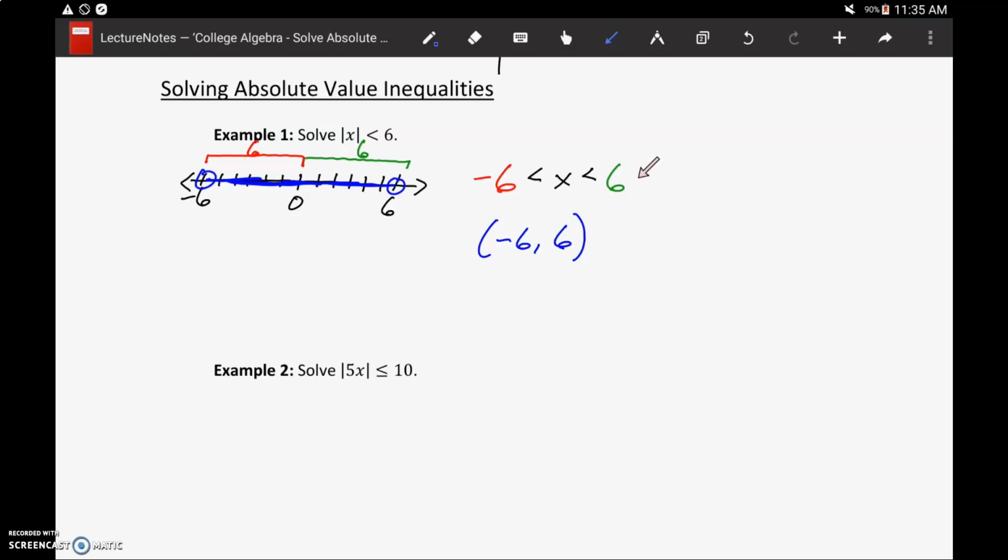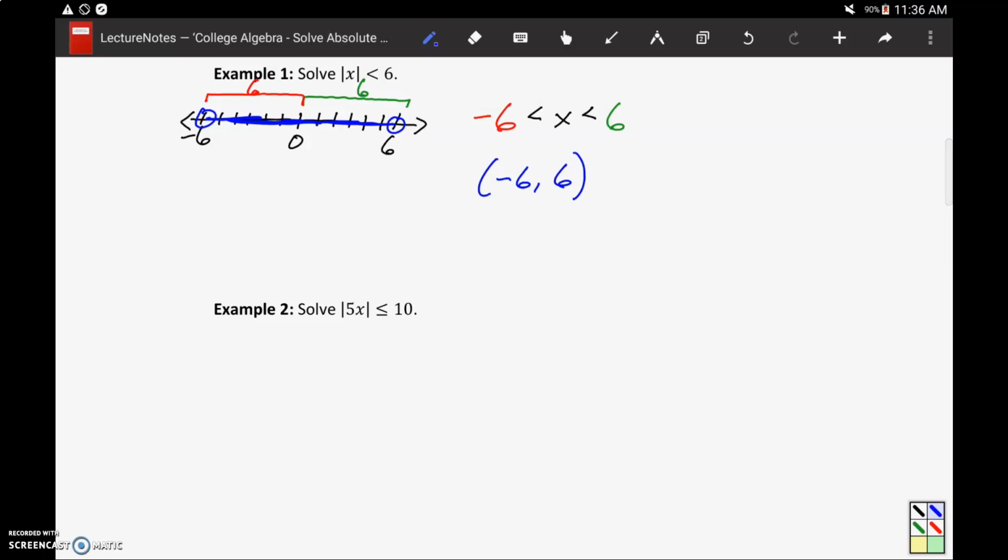So this solution, -6 is less than x is less than 6, is also going to give us a structure for how we can solve some of these additional examples. For instance, in example 2, we have the absolute value of 5x is less than or equal to 10. Taking the idea of this previous inequality statement, we can set up two different statements. Since we already have that absolute value portion isolated, we could set up the statement 5x is less than or equal to 10 and also greater than or equal to -10.